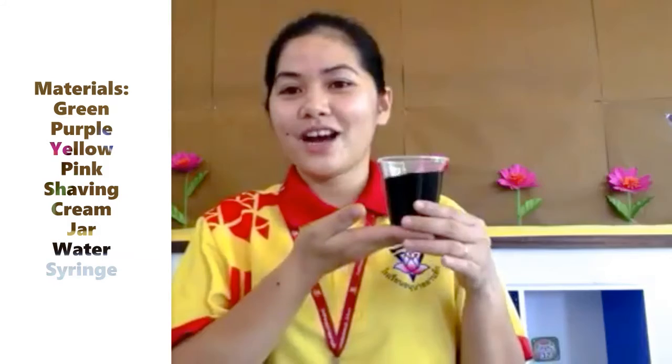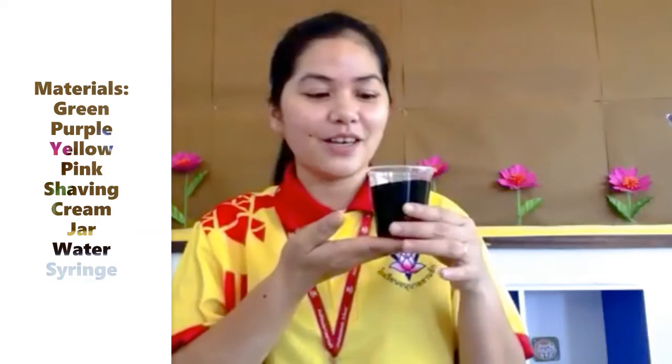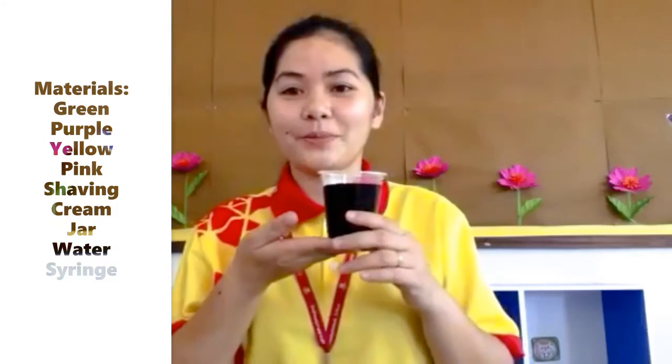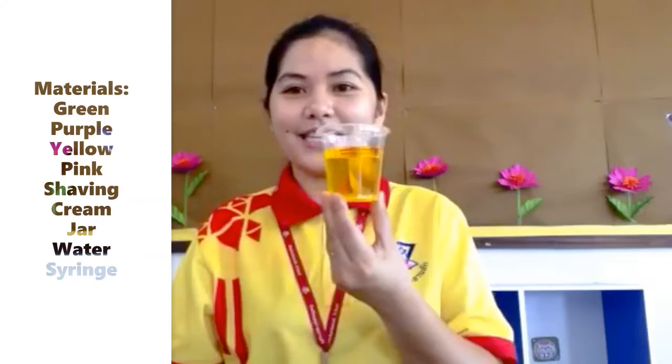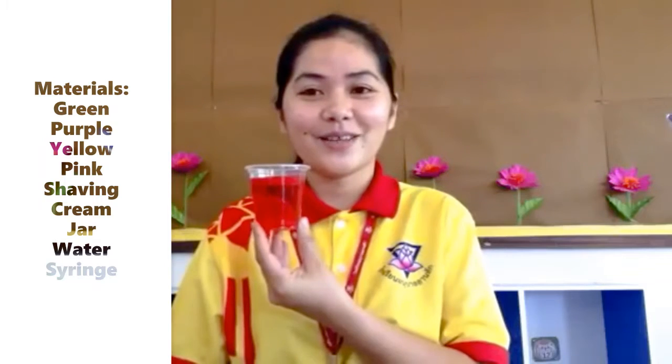So these are the materials that we're going to use. We have here the green color, which represents the water. I just put some color on it so it won't be so boring. We also have the purple one, which also represents the water. We also have the yellow one, and this is pink.